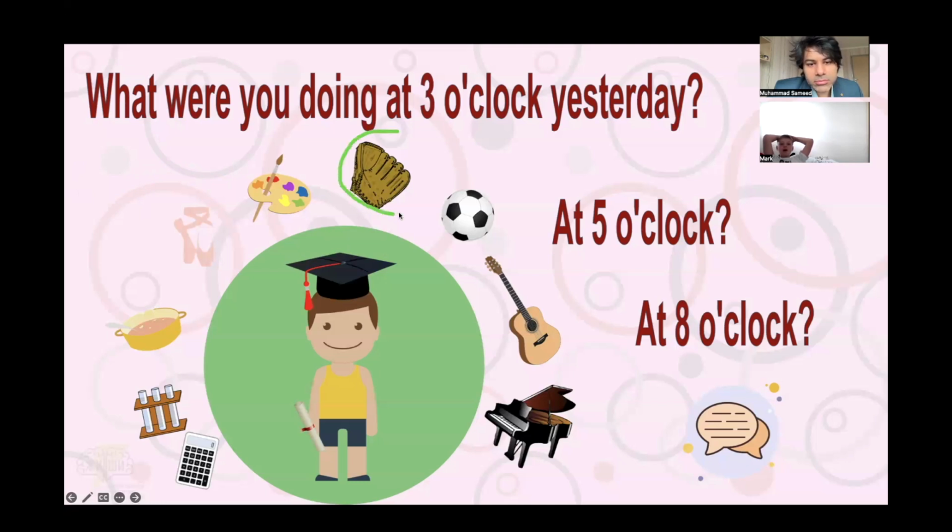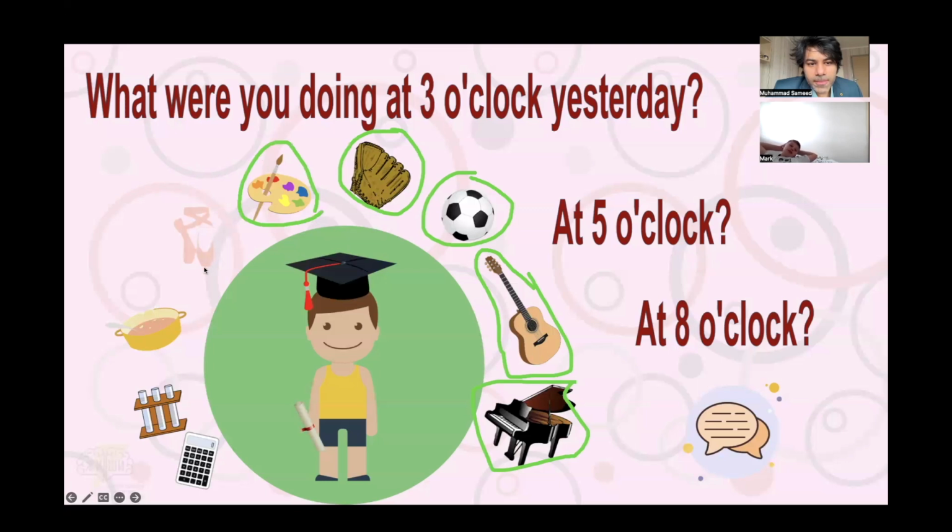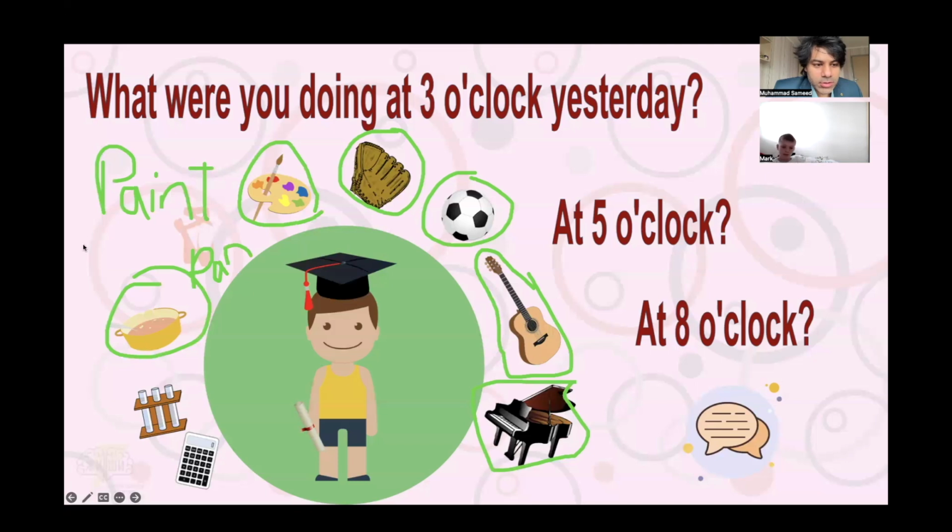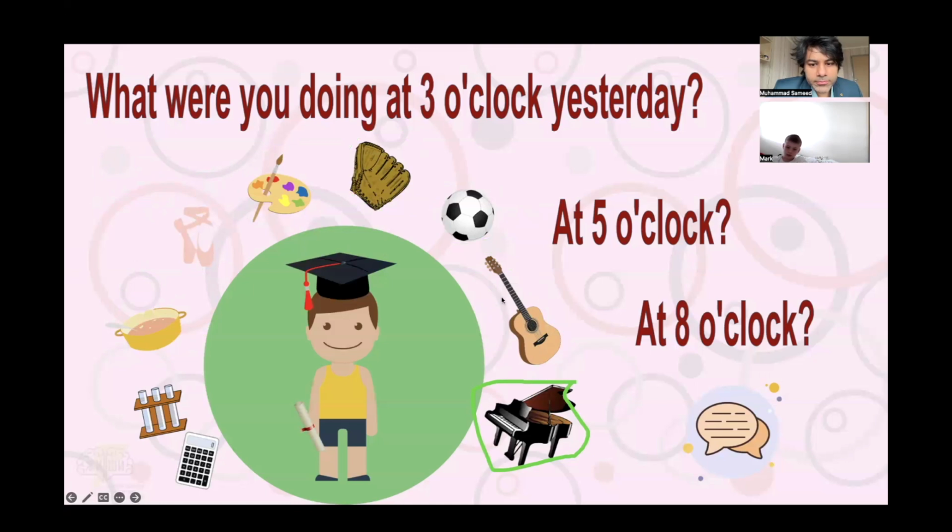What is this? I don't know what to do. It is like a glove. Okay, glove. This is a football. What is this? Guitar. What is this? Piano. What is this? Paint. Okay. What is this? A pen. Pen, okay. And what is this? I don't know.